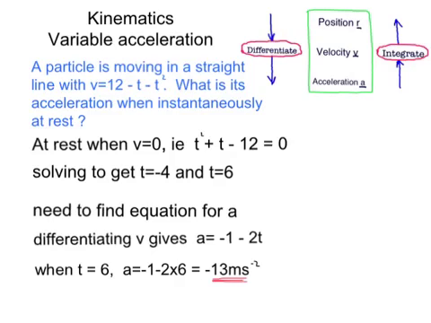We need to find an equation for acceleration because we want its acceleration when it's at rest. We have velocity and we want acceleration, so we differentiate. Differentiating that, we get -1 and -2t. Let's put t equals 6 into our acceleration, and boom, we get -13 meters per second squared.